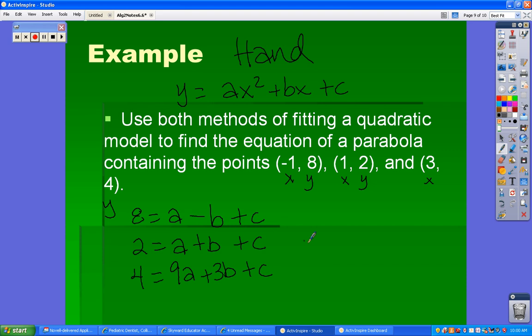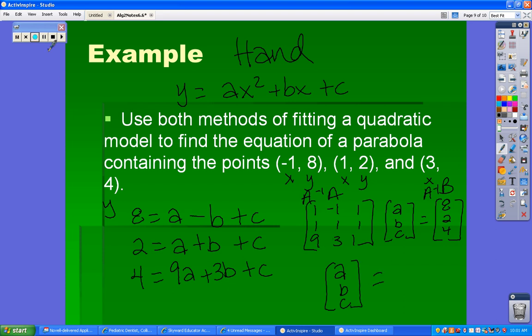We can use our graphing calculators if you want. I think a lot of you would like that method best. So let's make our coefficient matrix first. 1, -1, 1, 1, 1, 1, 9, 3, 1. We're looking for a, b, and c equals 8, 2, 4. Go ahead and enter this guy in as A, this guy in as B. We're trying to get A, B, C by itself, so we take A inverse on the left, and we get A, B, C equals, I'm going to pause this while I type this in. I got 1, -3, 4.